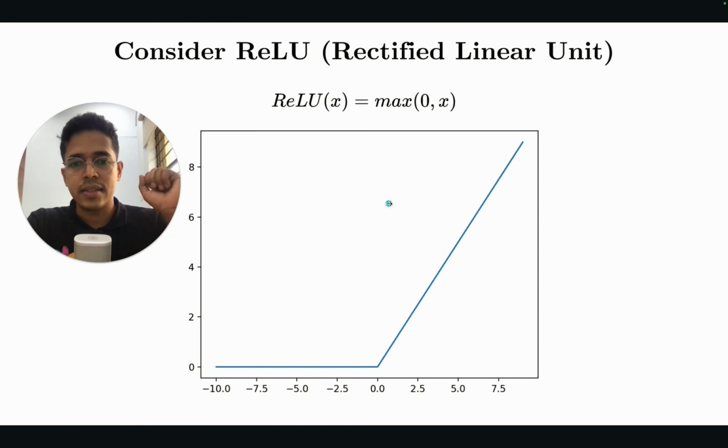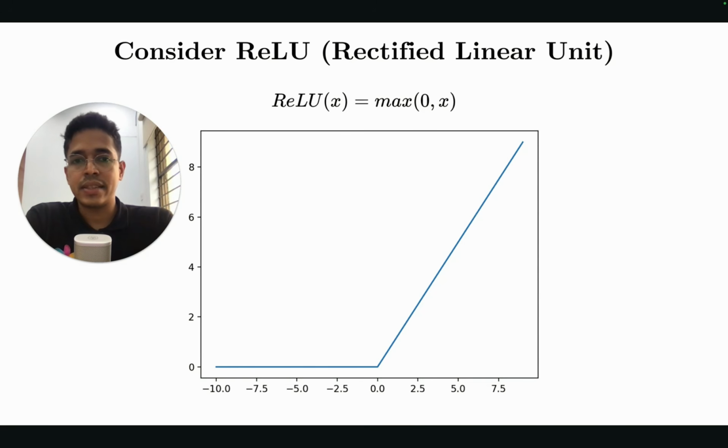So consider this very fascinating yet simple function, ReLU, rectified linear unit. You may have heard of this already if you're familiar with machine learning and neural networks. And ReLU is nothing but ReLU of x is max of 0, x. So what does this mean? If x is positive, the max of 0, that positive number is x itself. So if x is greater than 0, the value of the function is y equal to x.